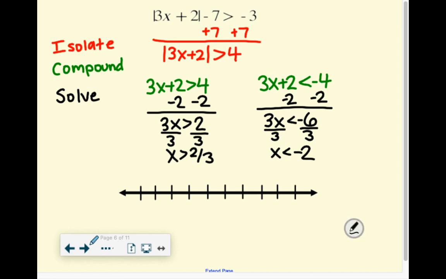Okay. So I'm going to go ahead and put negative 2, negative 1, 0, 1, 2 on my number line. This says x is greater than 2/3, so I'm going to put a circle here. You can write 2/3 or draw an arrow like this if you want to. And then it's greater than, so it's going to go to the right.